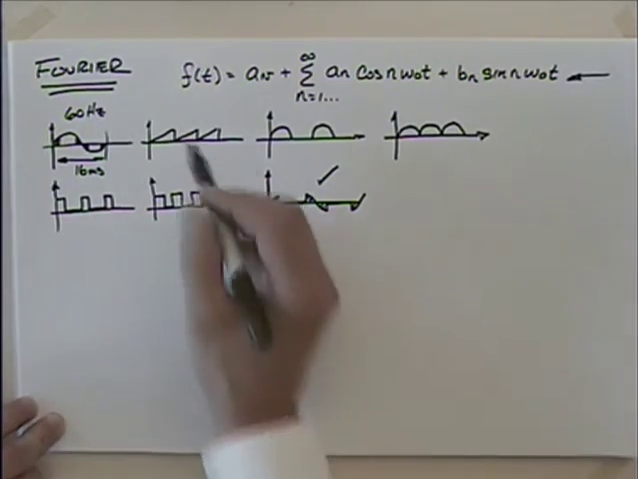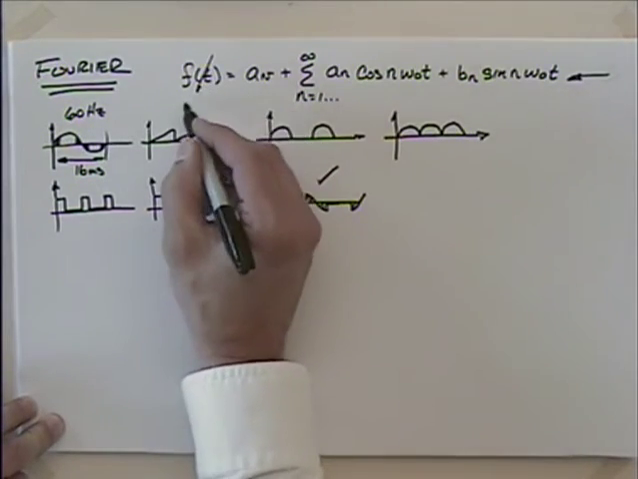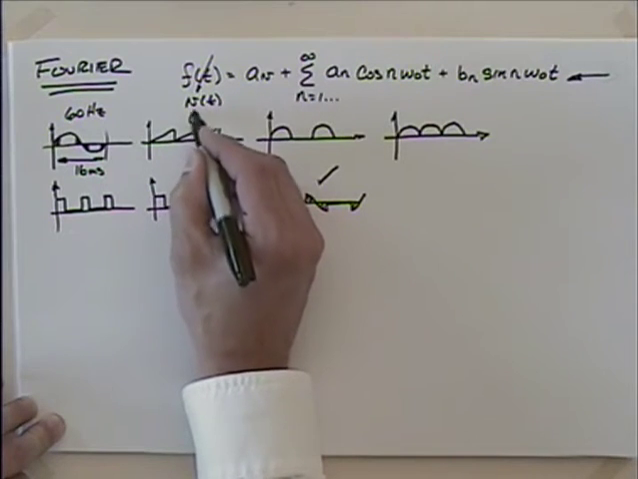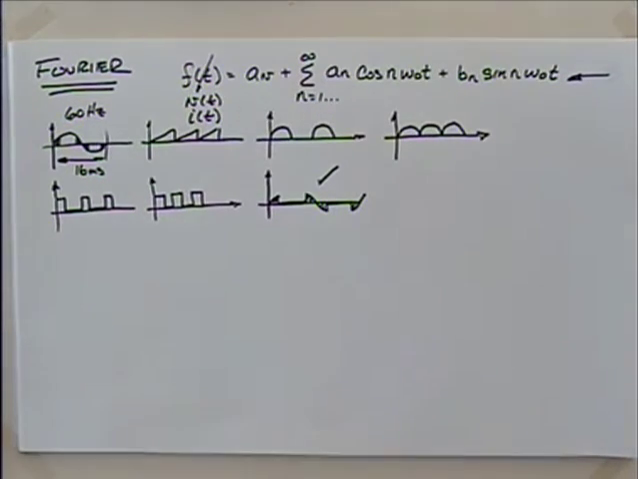And like I said, oftentimes this f of t we will replace with v of t or i of t, although it could be temperature, could be a stock price, anything that's periodic.